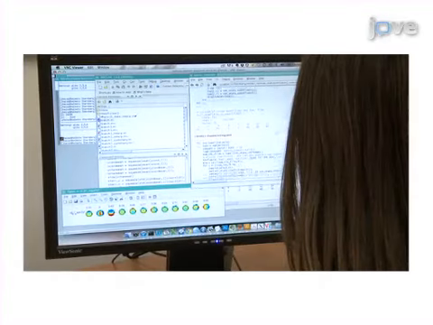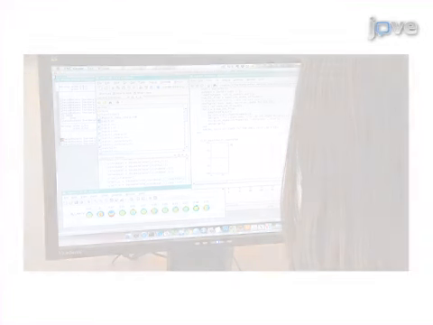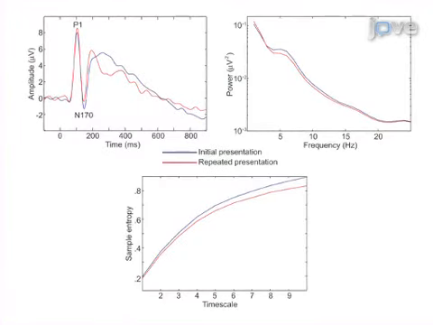The second step is to pre-process the data to remove any artifacts. Next, the statistics of interest are extracted. Here, we will contrast the novel application of multiscale entropy with more traditional methods of mean amplitude and spectral power.